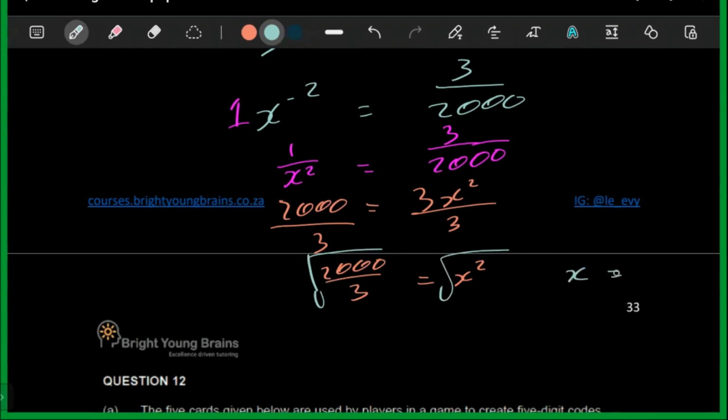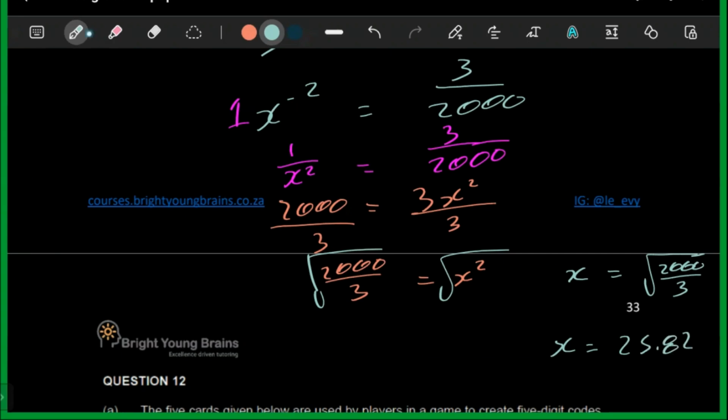X is equal to the square root of 2000 over 3. The reason you're not going to need to put plus or minus here is because distance cannot be negative, you see. So if you put this in the calculator, it's also giving you 25.82. That's your minimum value of x.